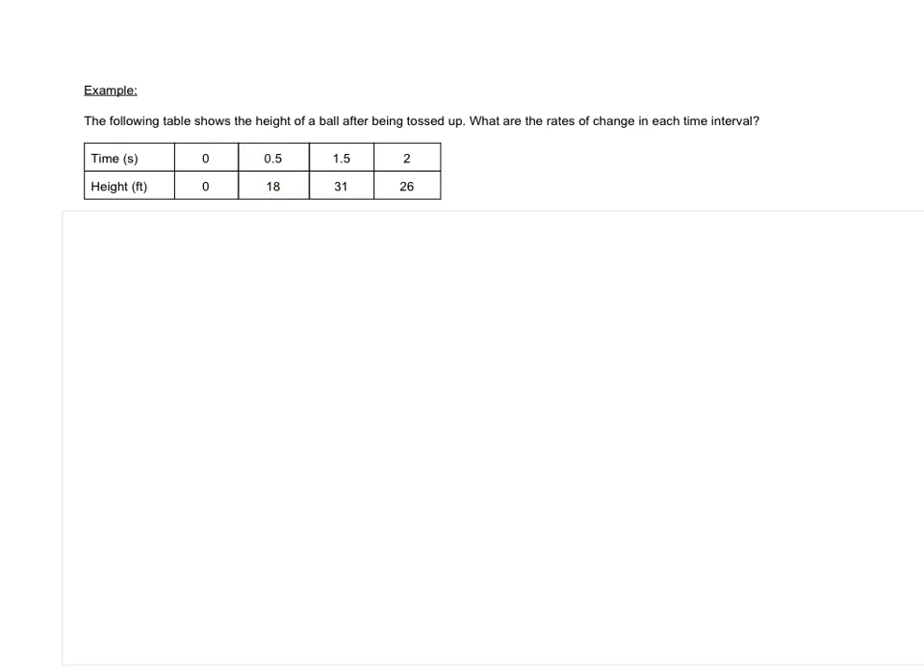And then as time increases, the height increases. But at this point, you see that when time is 2 seconds, actually there's a decrease in the height. The ball has begun to drop down now. So let's find the rate of change at each interval.